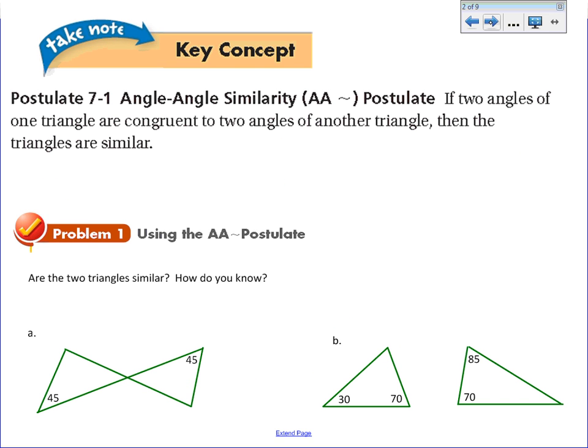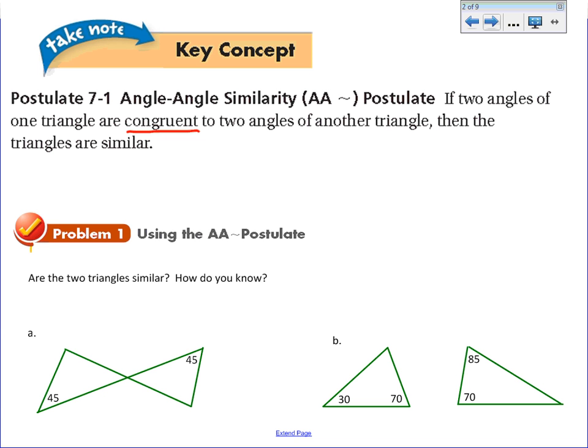So we have this postulate, 7.1, that says angle-angle similarity. And that just says that if we have any two angles of two triangles that are congruent, there's our congruency piece, then the triangles are similar. That does not say congruent. It says similar.